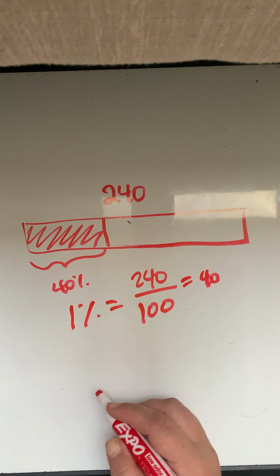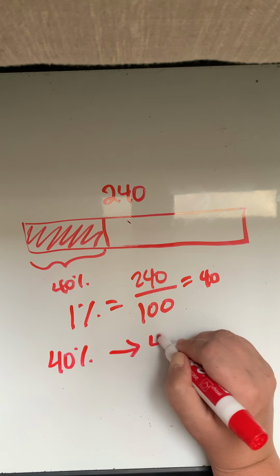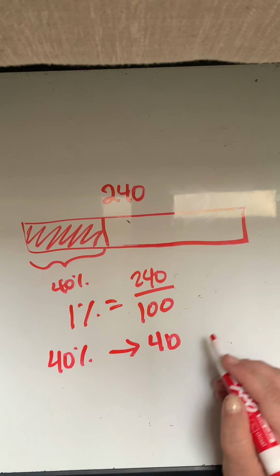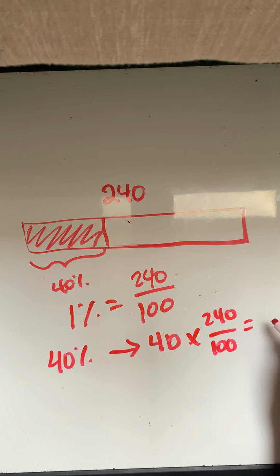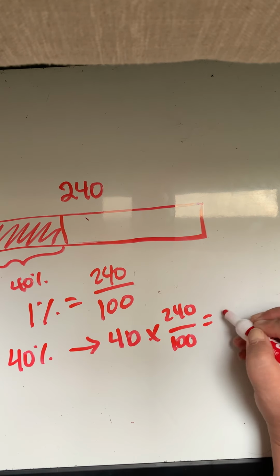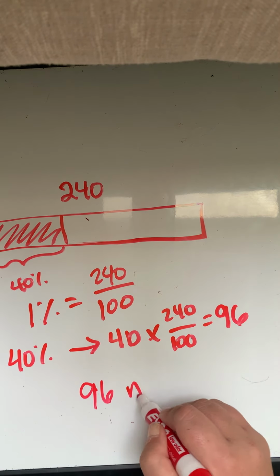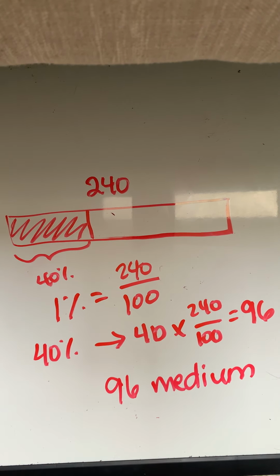Now my 40% is 40 times 240 over my 100%. So go ahead and do this just like you did up top. Good, and you should have gotten 96. So there are 96 medium shirts. Go ahead and check your answer.